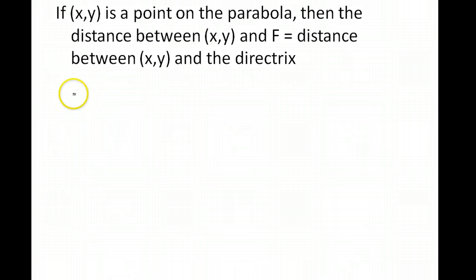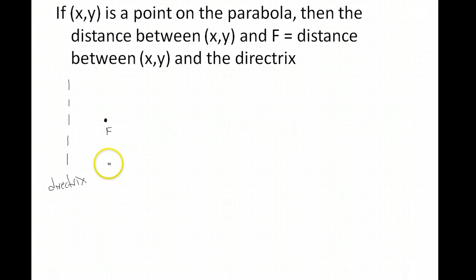So the idea is we have some kind of line and a point. I'm just going to choose a line and a point semi-randomly here. Let's call this line we're going to be working with the directrix. This is our directrix. And I'm going to call the point, this guy right here, the focus. We'll call that capital F.